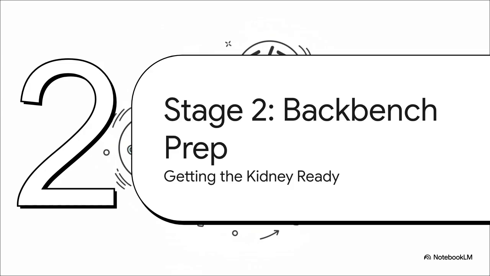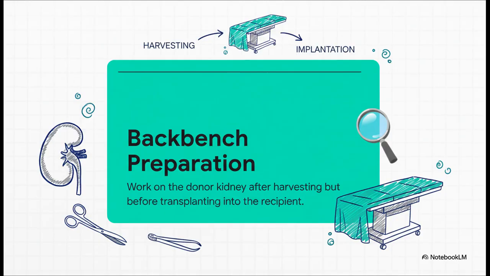Okay, on to stage 2. The kidney's out, but hold on, it's not quite ready for its new home. It has to be prepped first. This is what we call the backbench preparation, and it's a really important and separately coded step that happens in between the donor and the recipient. So what in the world is backbench prep? Well, it's pretty much exactly what it sounds like. It's all the super detailed work the surgeon does on that donor kidney outside of a human body. They're on a table or a backbench in the operating room, cleaning it up, trimming the vessels, just getting it absolutely perfect for implantation. This isn't part of the harvesting, and it's not part of the transplanting. It's its own separate service.